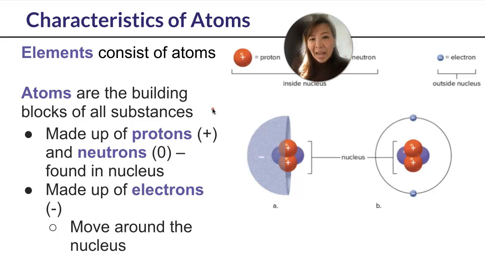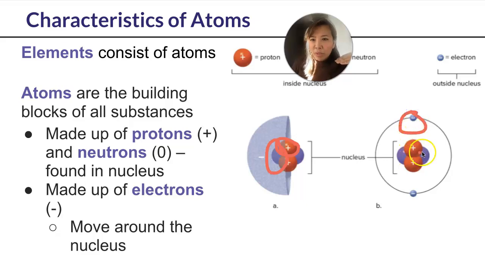Elements are considered atoms, right? So what are atoms? Well, atoms are the actual building blocks of all substances. And an atom is made of protons, which we have right here, neutrons, which we have right here, these ones, and it's also made of electrons, which would be these guys right here, right?